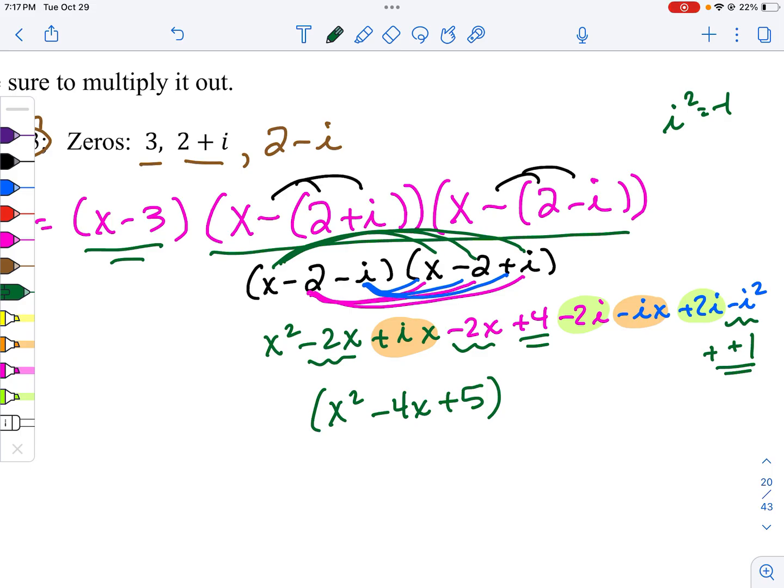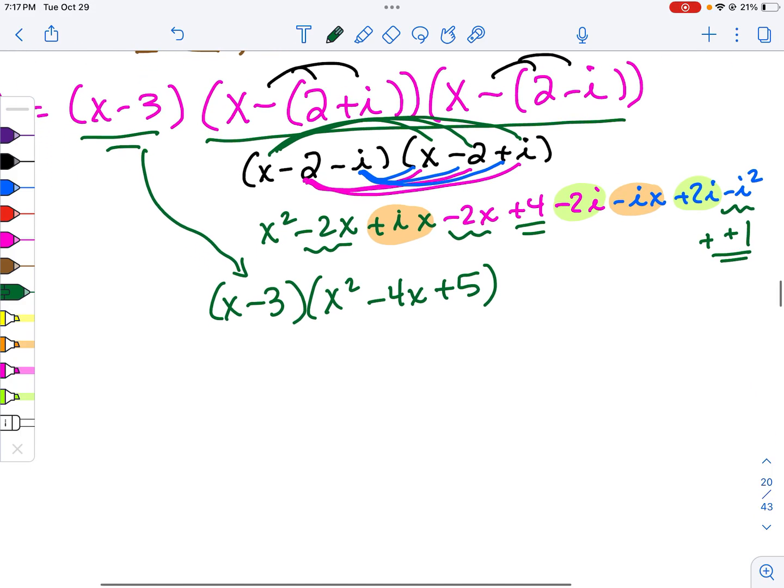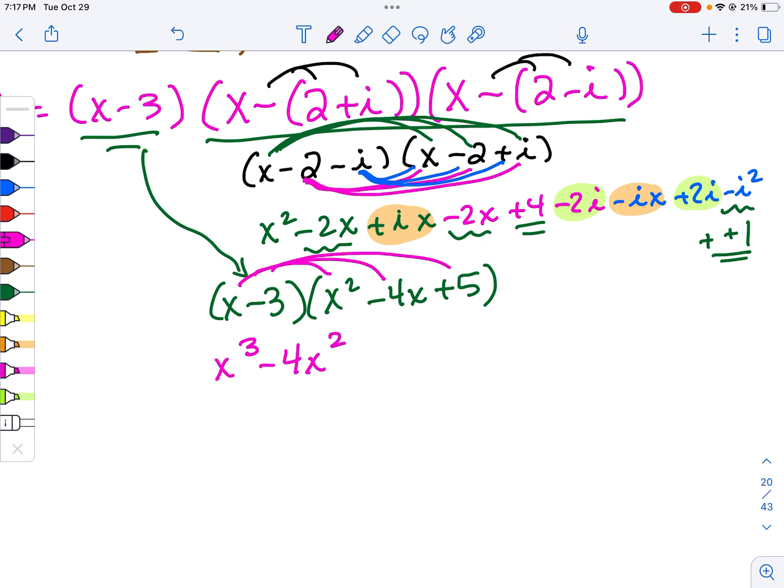All right, unfortunately, we're not done yet. We've got to bring down that x minus 3, and we've got to distribute one more time. So we get really good at FOILing or distributing when we do these problems. So I've got to distribute the x to everything. That gives me x cubed, negative 4x squared, and a positive 5x. Now distribute that negative 3 to everything. So that gives me a negative 3x squared, careful, a positive 12x, and a negative 15.